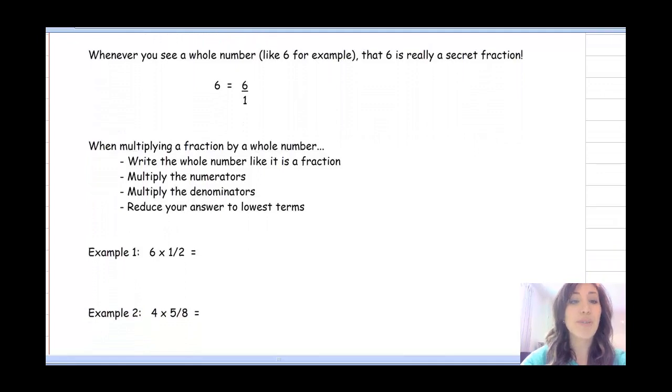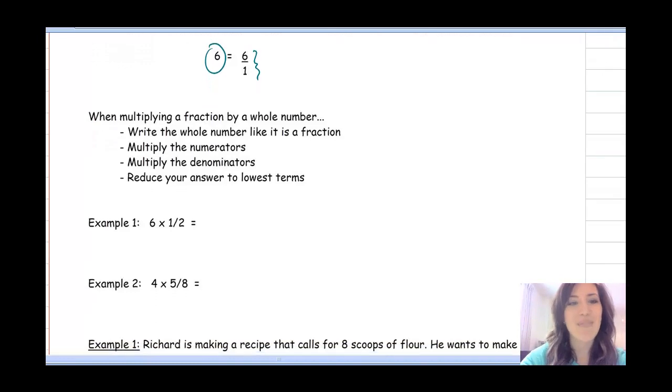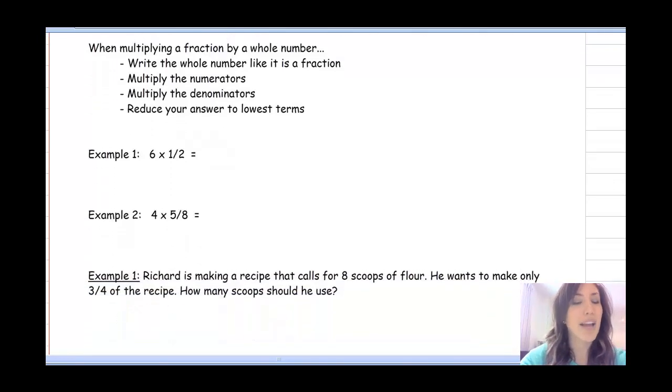So whenever you see a whole number like 6, for example, that's really a secret fraction. So this 6 can be written with the secret 1 underneath it. So we're going to use this secret fraction method today. When you multiply a fraction by a whole number, first step, you need to write the whole number as if it's a secret fraction. So let's take example 1.